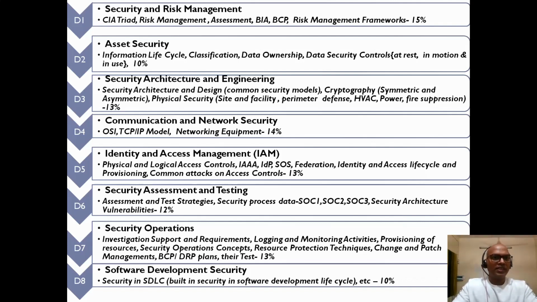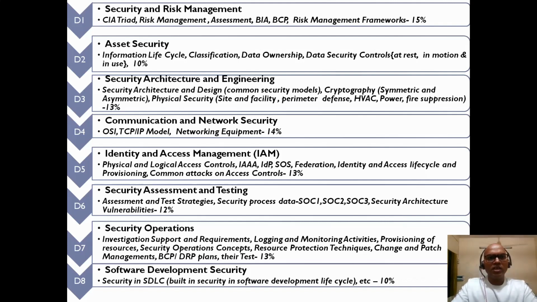Domain 2, that is asset security. We talk here about the information lifecycle, how information is captured, processed, stored, used, and disposed, and during this process how this information is classified, how data ownership is assigned to it, and data security controls. This means how we protect data at rest, in motion, and in use. This domain constitutes 10% of the total syllabus.